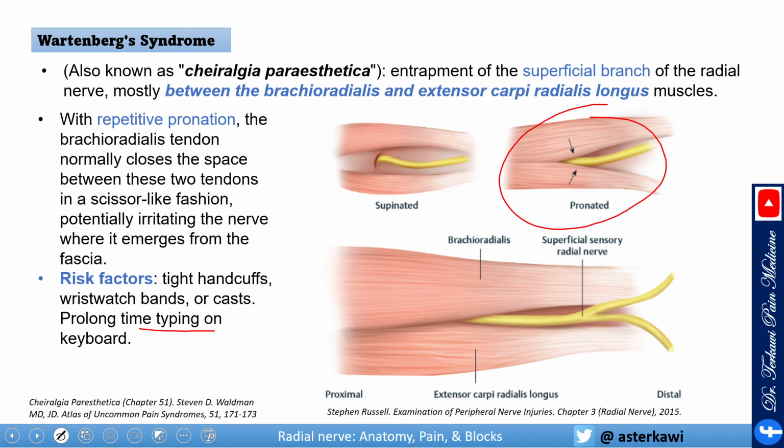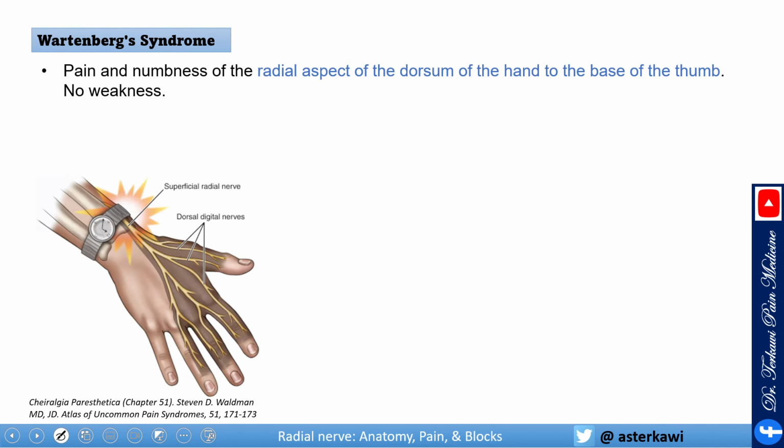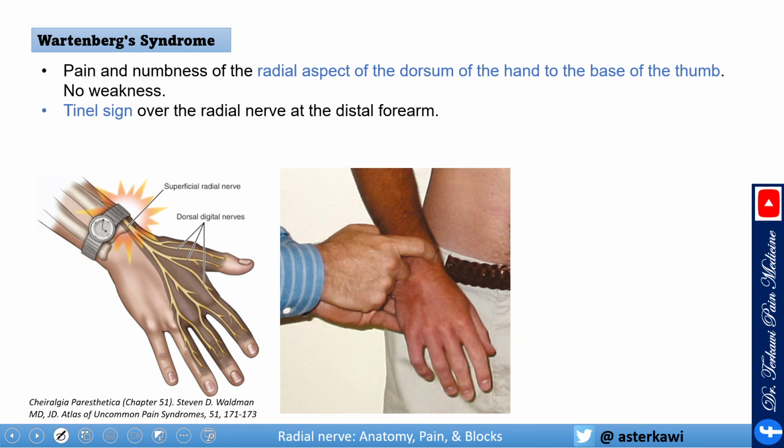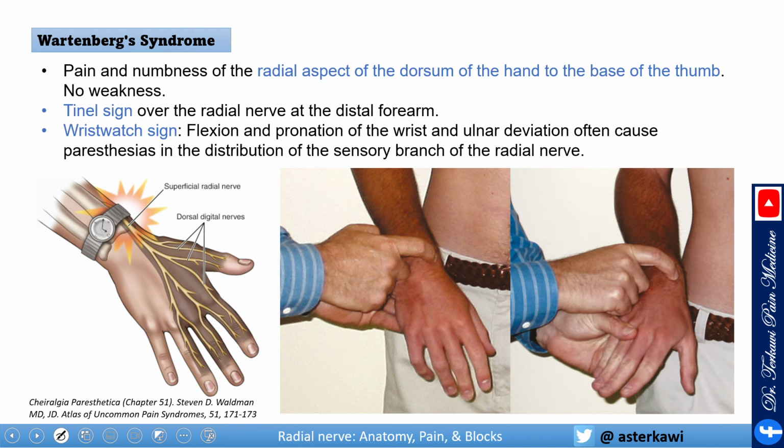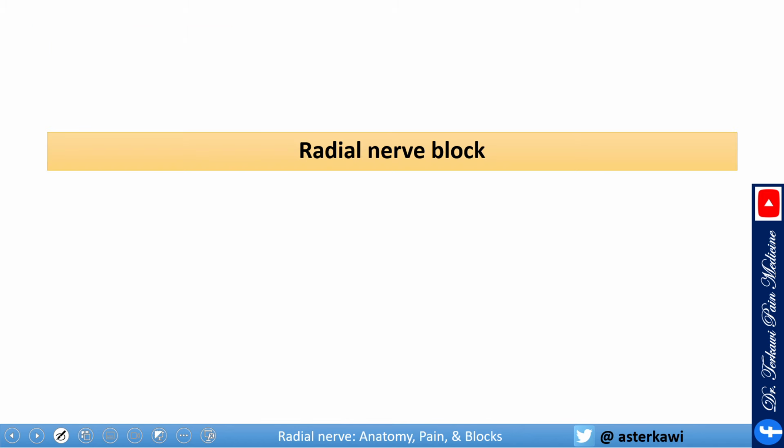I see this a lot also in people who spend many hours working on their computer or laptop. So there is pain and numbness of the radial aspect of the dorsum of the hand to the base of the thumb, and there is no weakness here. Then you can get a Tinel sign over the radial nerve at the distal forearm. And you can get the wristwatch sign, where if you ask the patient to do flexion and pronation of the wrist and ulnar deviation, that often causes paresthesia in the distribution of the sensory branch of the radial nerve. Think about it, you are pulling the nerve.